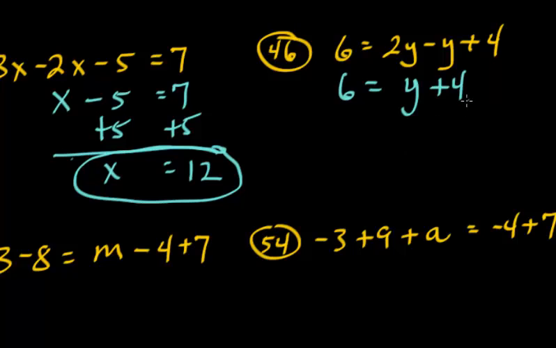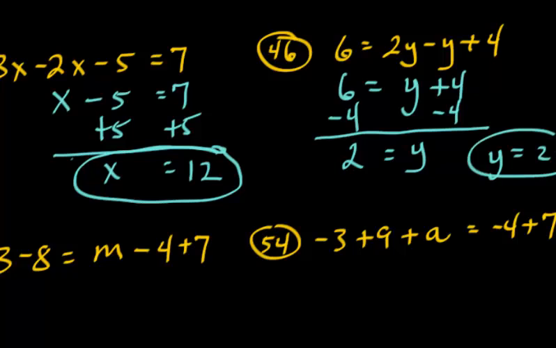And then, if you want to pause it, try to figure it out from here. I think you can see in your head it's 2. 6 equals 2 plus 4. But again, we don't care about that. We're looking at proper technique because this is going to get harder. 6 minus 4 is 2 equals y. And there it is again. The variable's on the right side, and it doesn't matter. You can write it y equals 2 if you like. If that makes you feel better, go for it.